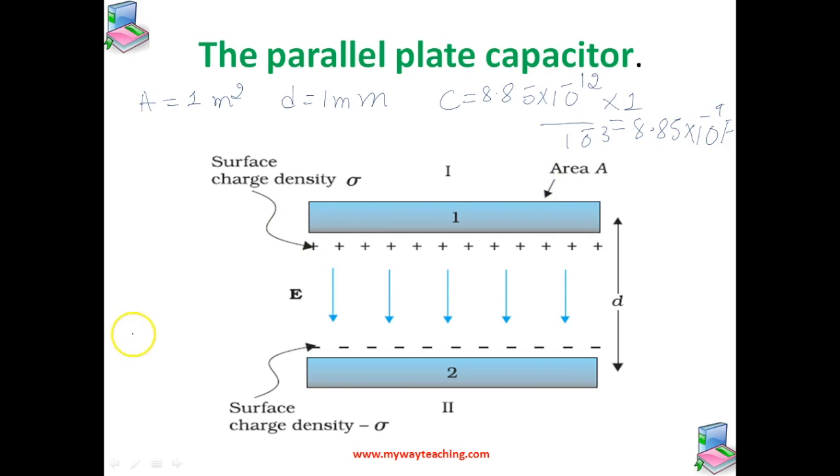If you consider area A equal to C d by epsilon naught, if you take C as 1 farad and d as 10 raised to minus 2 meter, we get 10 raised to 9 meters squared, which is a plate about 30 kilometer in length and breadth.